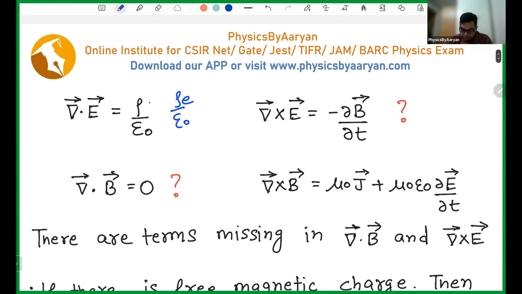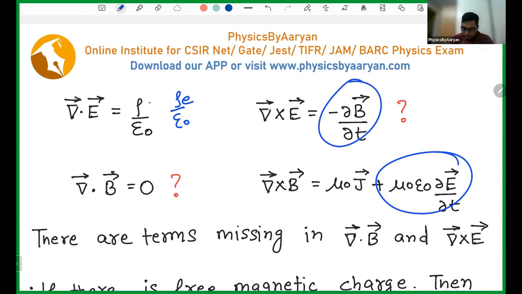And if you see del cross B, you get mu naught J plus mu naught epsilon naught partial E by partial t. So this term is here and this term is there. That is symmetric. But what about this term? There is nothing similar to this term here. We should have something similar here, but we don't.